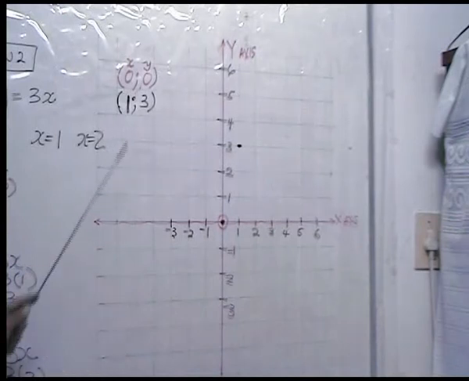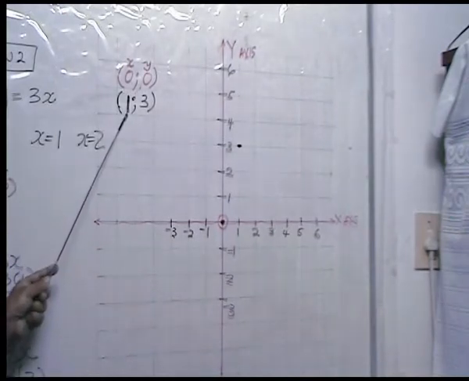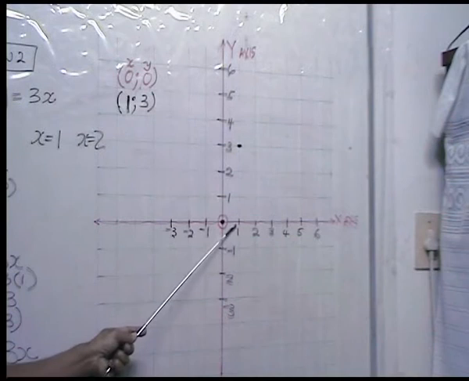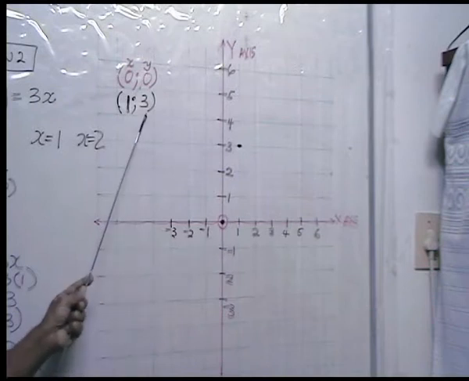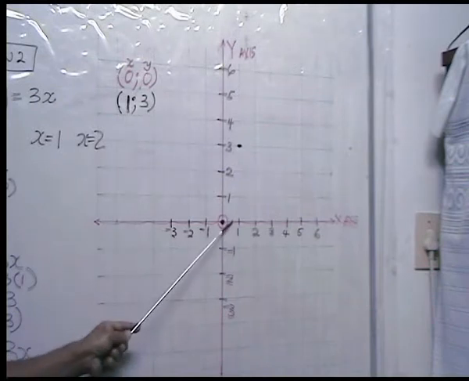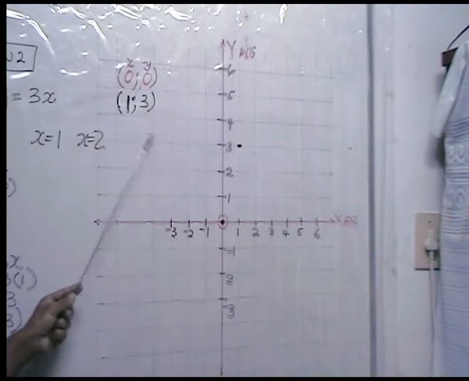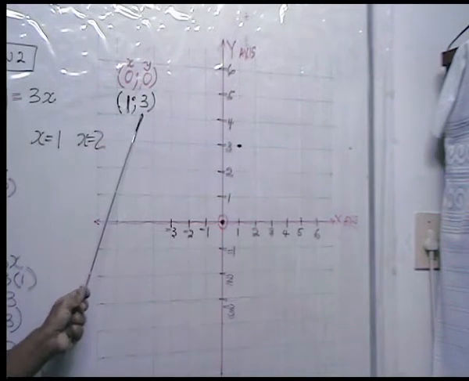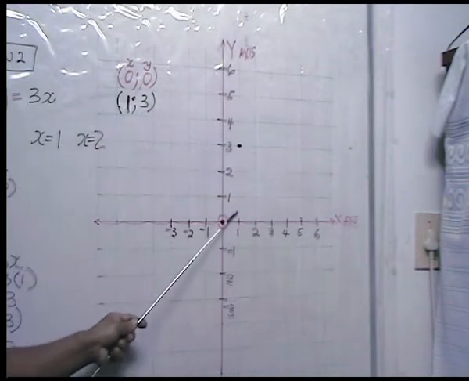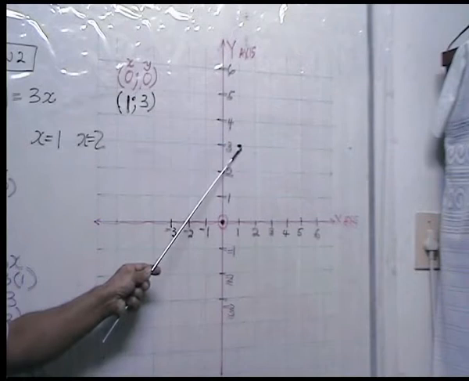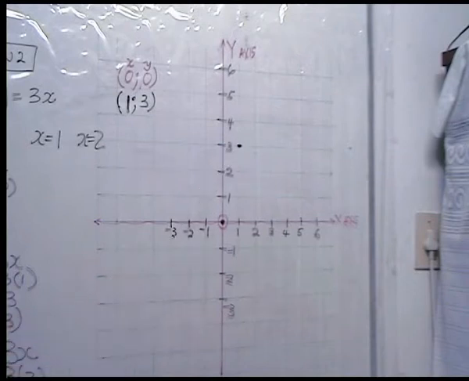I'll repeat that. See, this ordered pair is 1, 3. So first find 1. Don't put a dot or anything there, just find it. Then look at y. If y is positive, move up. If y is negative, move down. But in this case, y is positive. Therefore, from 1, I move up till I find 3. So there's my second ordered pair.